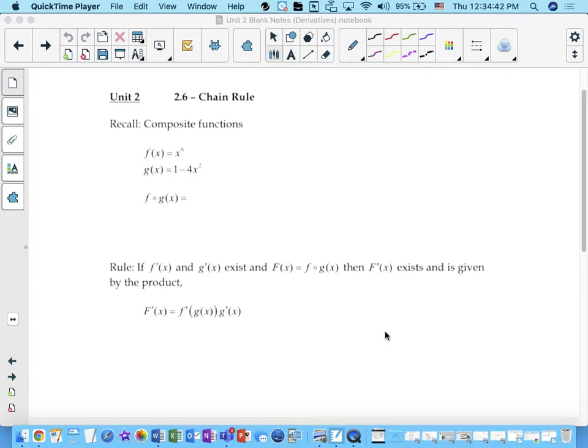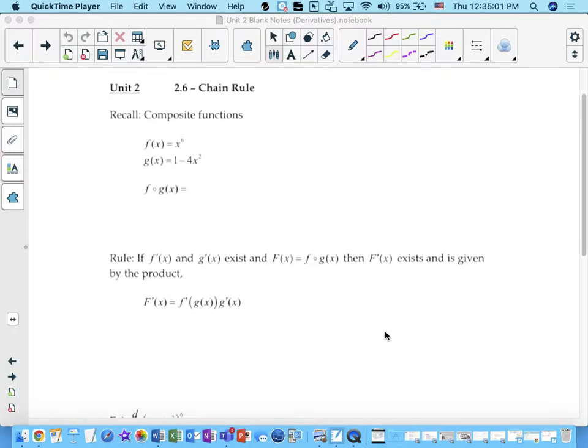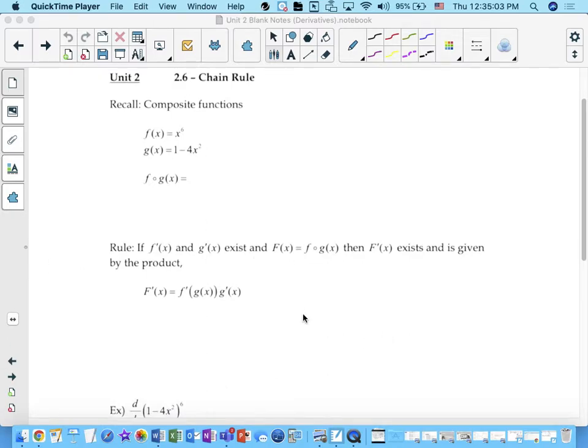The chain rule allows us to differentiate a function that could be written as a composite function. Okay, so what we're going to do now is just review those quickly, and then we'll talk about the chain rule. And after I give you the chain rule, we'll go through one example of how to differentiate a function that would use the chain rule, and we'll go through why the chain rule actually works as well.